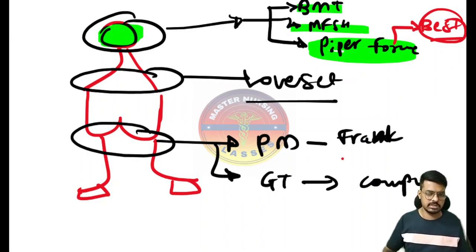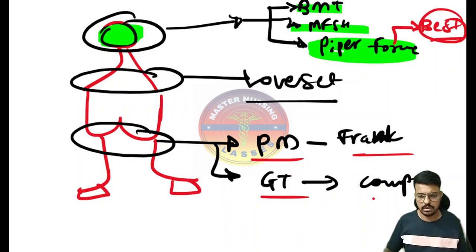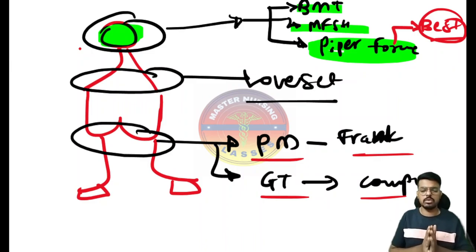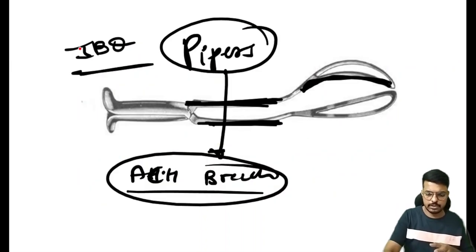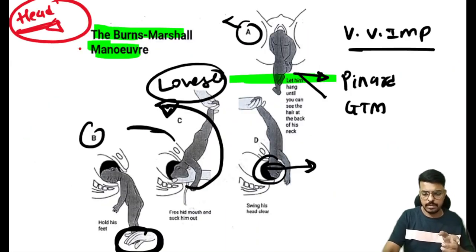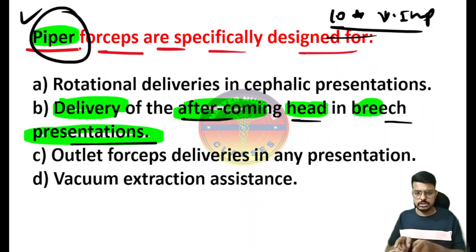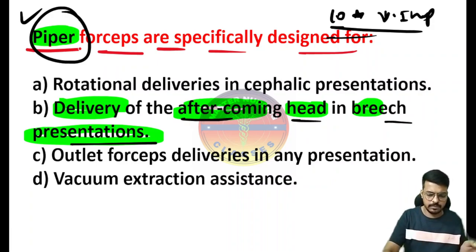So this is the overall review I have given here. Take a short note like this on the delivery of the breech. It's very important. I have taught you all the important maneuvers and the important forceps, that is the Piper's forceps. The main purpose of using Piper's forceps is to deliver the after coming head in breech presentation. Exact same questions with same options may come in your exams.